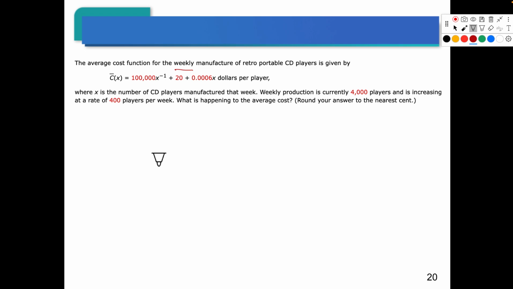They still make them. So this would give us our average cost. And again, average is, if you make 500, the cost per unit is so much. So these are dollars per player. We've got this formula. And that's what that little bar means, that's an average cost, where x is the number of CD players manufactured that week. Weekly production is currently 4,000 players and is increasing at a rate of 400 players per week. So what is this 400 players per week? What type of a number is it?